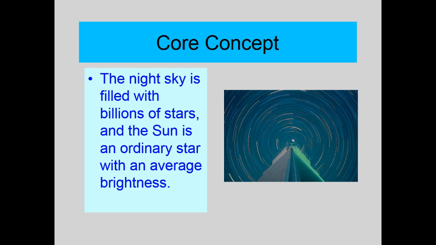We're close enough. The sun is only 93 million miles away. Whoa, only 93 million miles? Well, guess what? The next closest star? Incredibly further than that. Okay? We'll talk about how far in a little bit. So we just have an average sun.